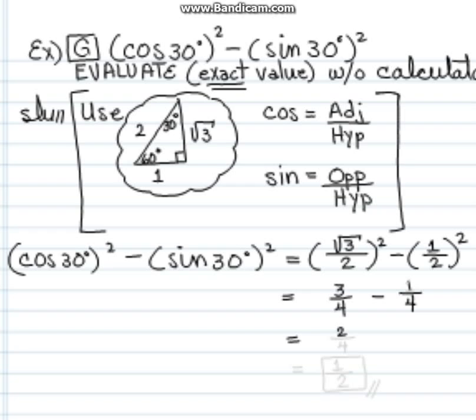Well, we can do that subtraction. We have a common denominator. 3 minus 1 on the top is 2 over 4. And we can factor and cancel a 2 to get 1/2. 1/2 is the value of this expression, and it's an exact value. I didn't round it. I didn't write it in decimal form. I left it in fraction form, and that is a precise answer without ever picking up a calculator.